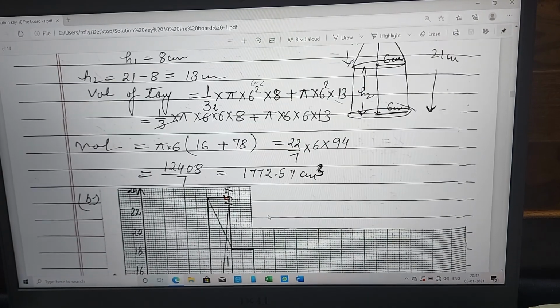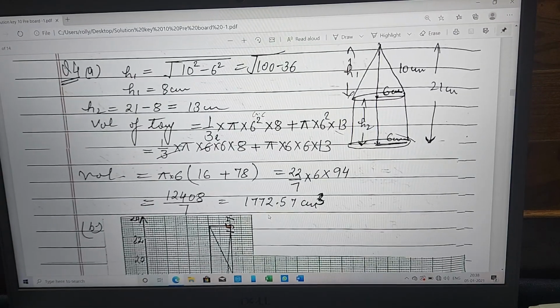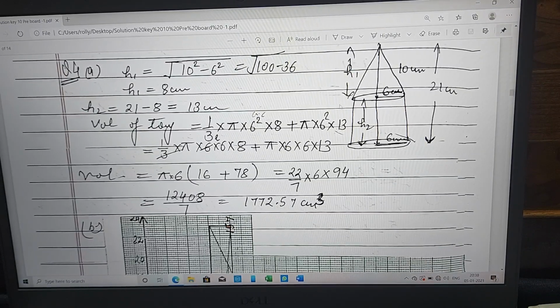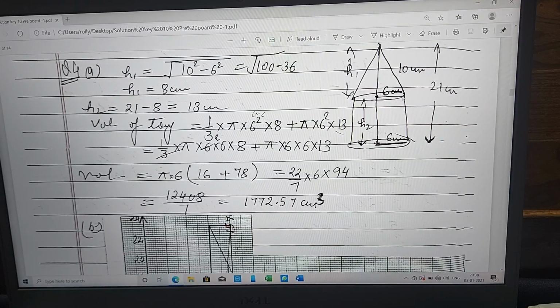Moving on to the next question. In this question, a cylinder is surmounted by a cone. The base of the cone and the base of the cylinder are circles of the same size, so the radius of the cone and the radius of the cylinder will be the same. It is 6 centimeters, and the slant height of the conical part is given as 10.